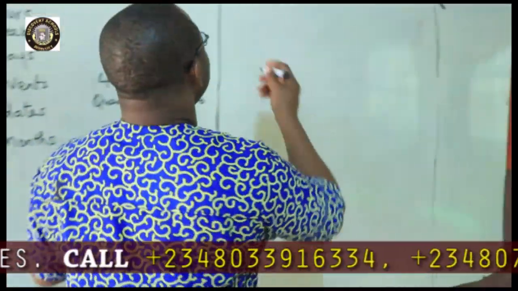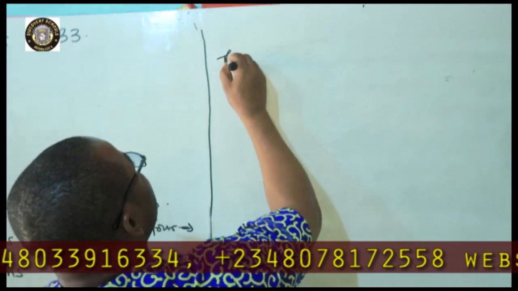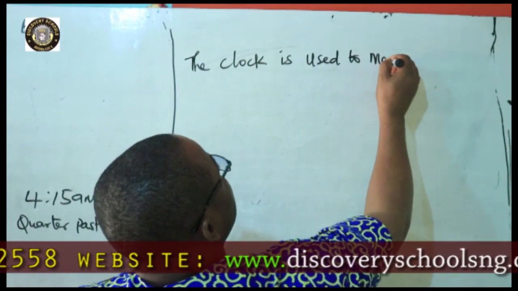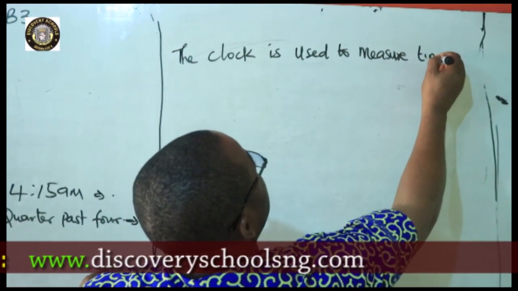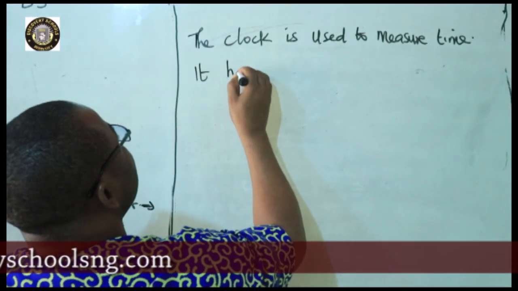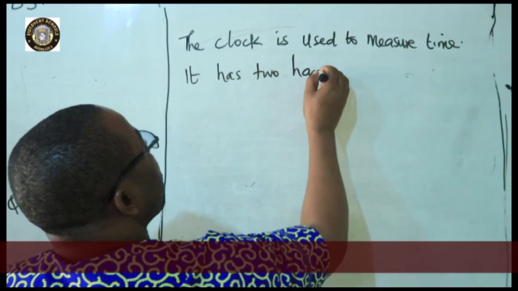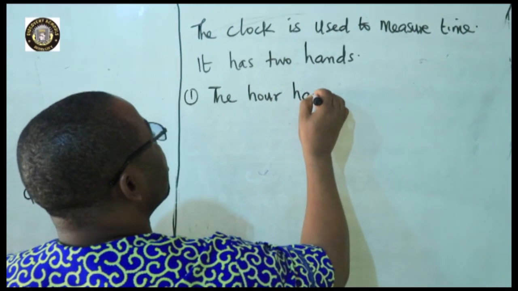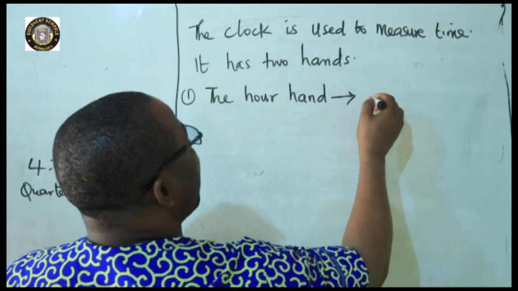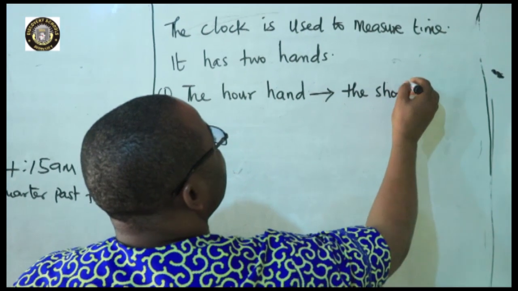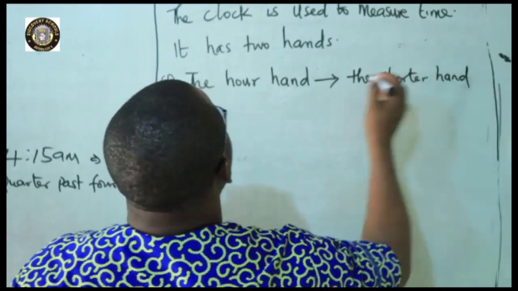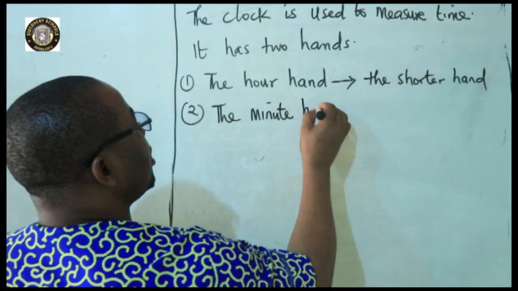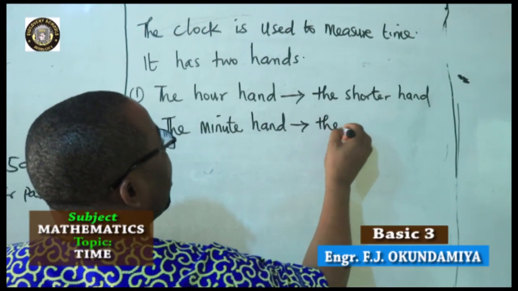So I will say that the clock is used to measure time. It has two hands. One, the hour hand. The hour hand is the shorter hand. And also, two, we have the minute hand. The minute hand is the longer hand.